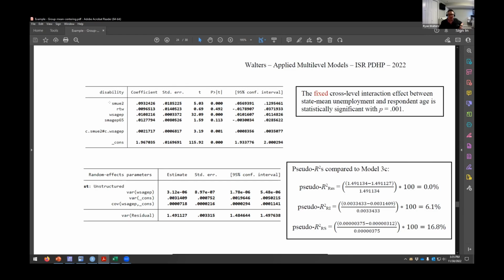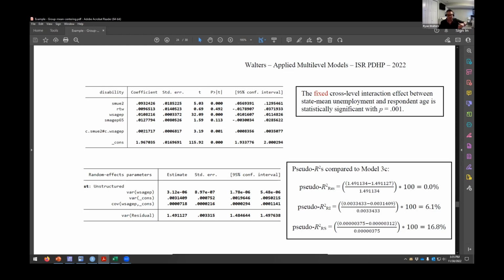Same thing for unemployment. For a person who is at their state's mean age, each additional percentage unemployment rate is associated with disability scores that are 0.09 units higher on average. For people who are 1 year older than their state's mean, this unemployment effect is larger by 0.002.